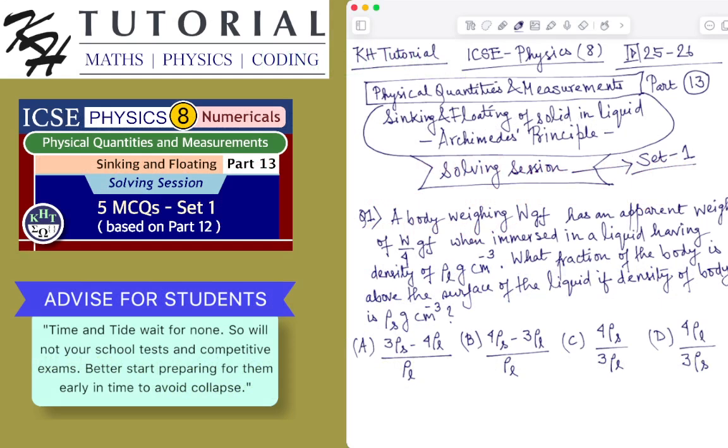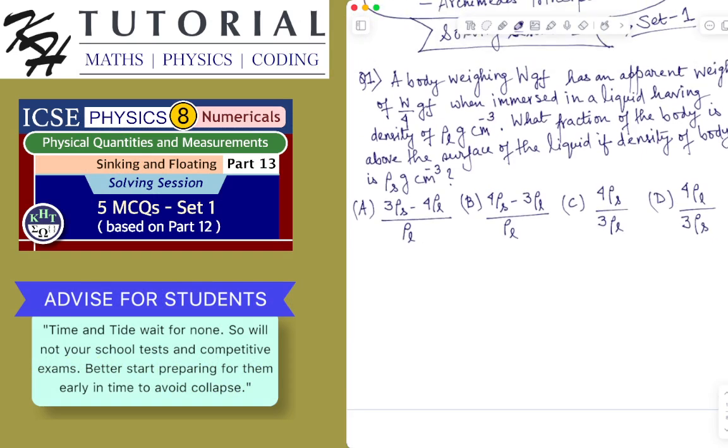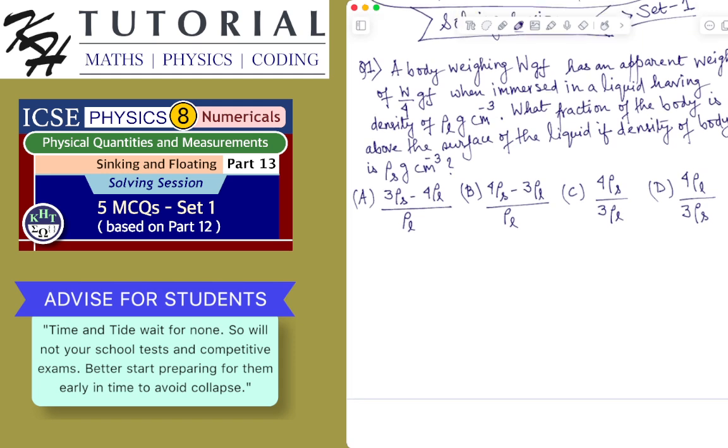Okay, so the first problem says that a body weighing W gf has an apparent weight of W by 4 gf when immersed in a liquid having density of rho L gram per centimeter cube. What fraction of the body is above the surface of the liquid if density of body is rho s gram per centimeter cube? Okay, so we have to find the fraction of the body above the surface of the liquid.